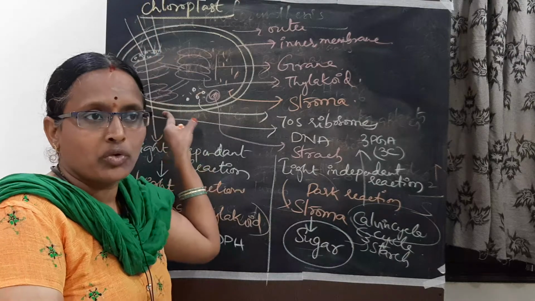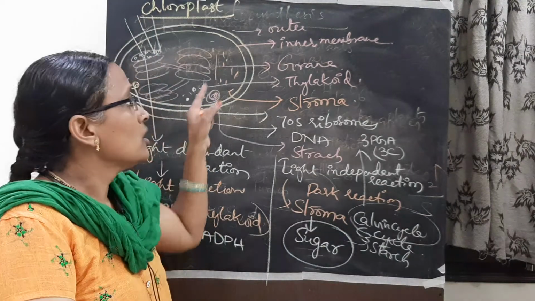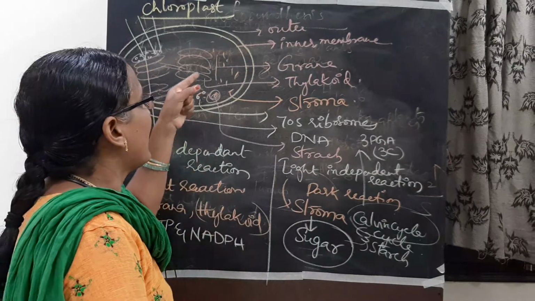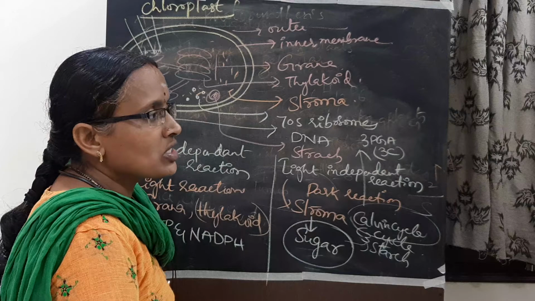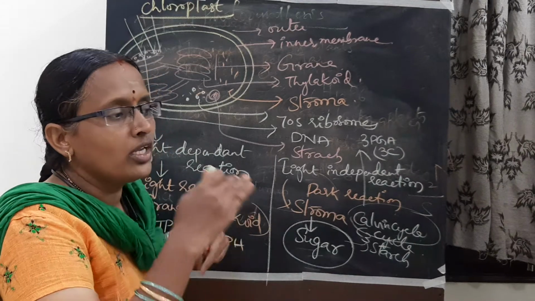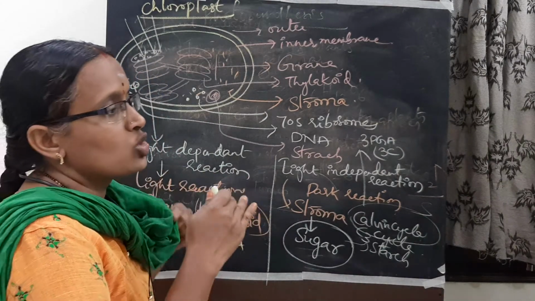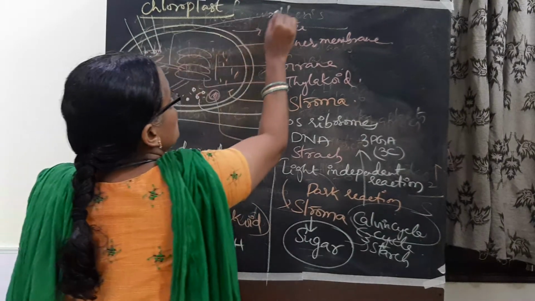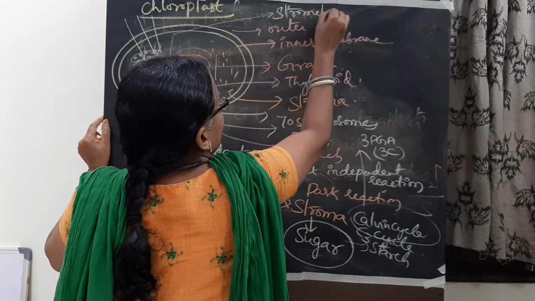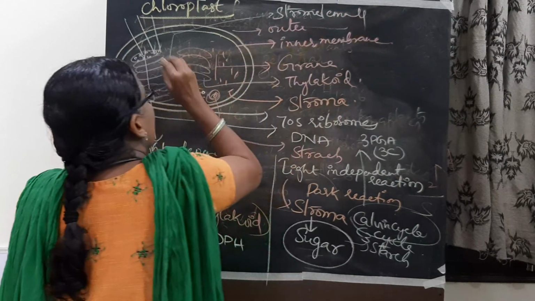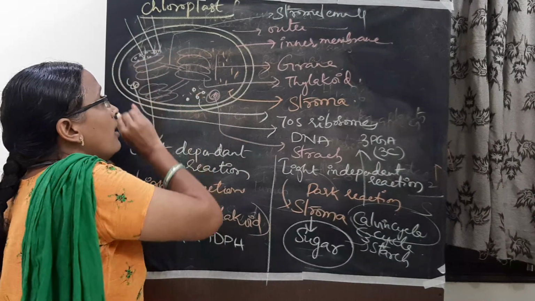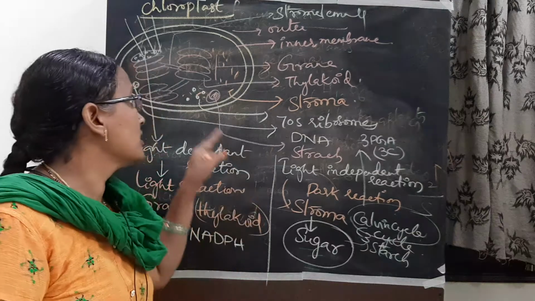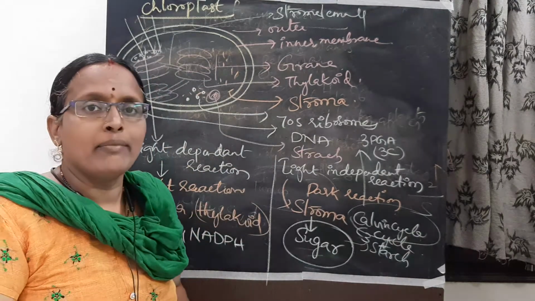So once again, this is the structure of chloroplast. We know the structure: outer membrane and inner membrane, periplastidial space, and inside, sac-like structures are arranged in a coin-like manner, one upon the other. That is known as grana, and these are connected with the stroma lamellae. This is also important because PS2 is located in the thylakoid membrane, but PS1 is present only in the stroma lamellae.